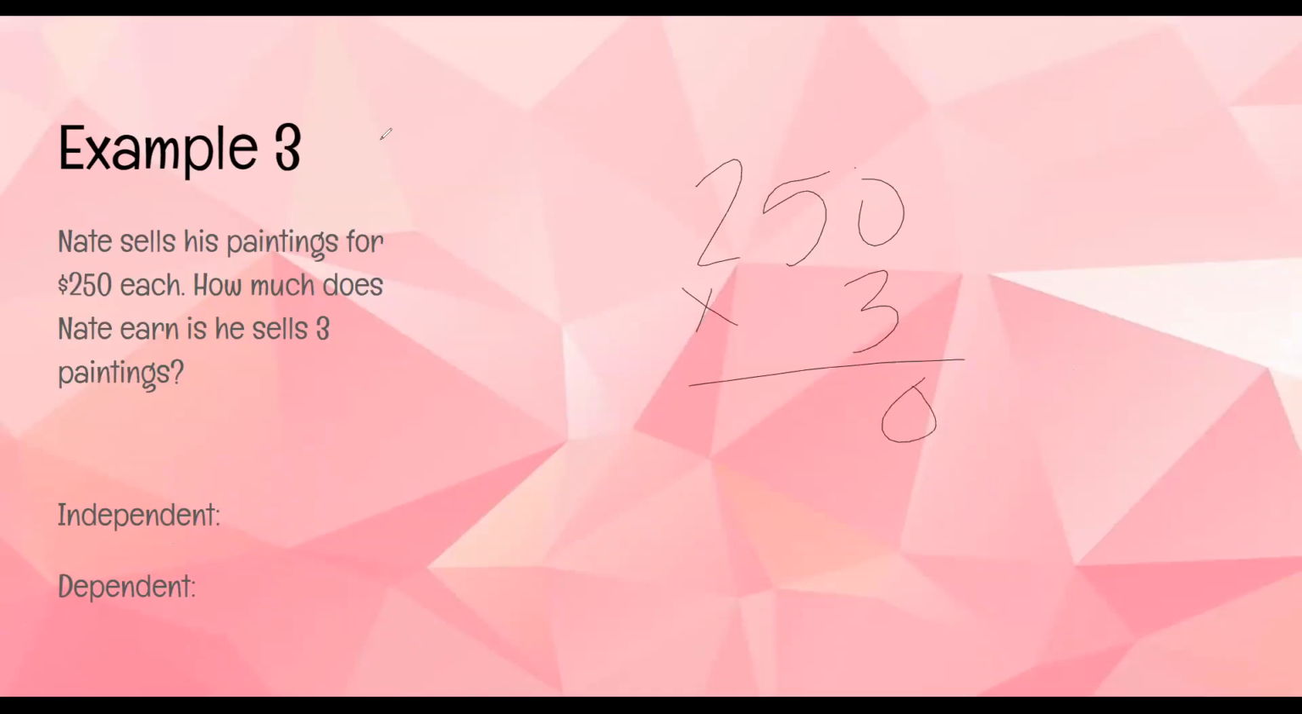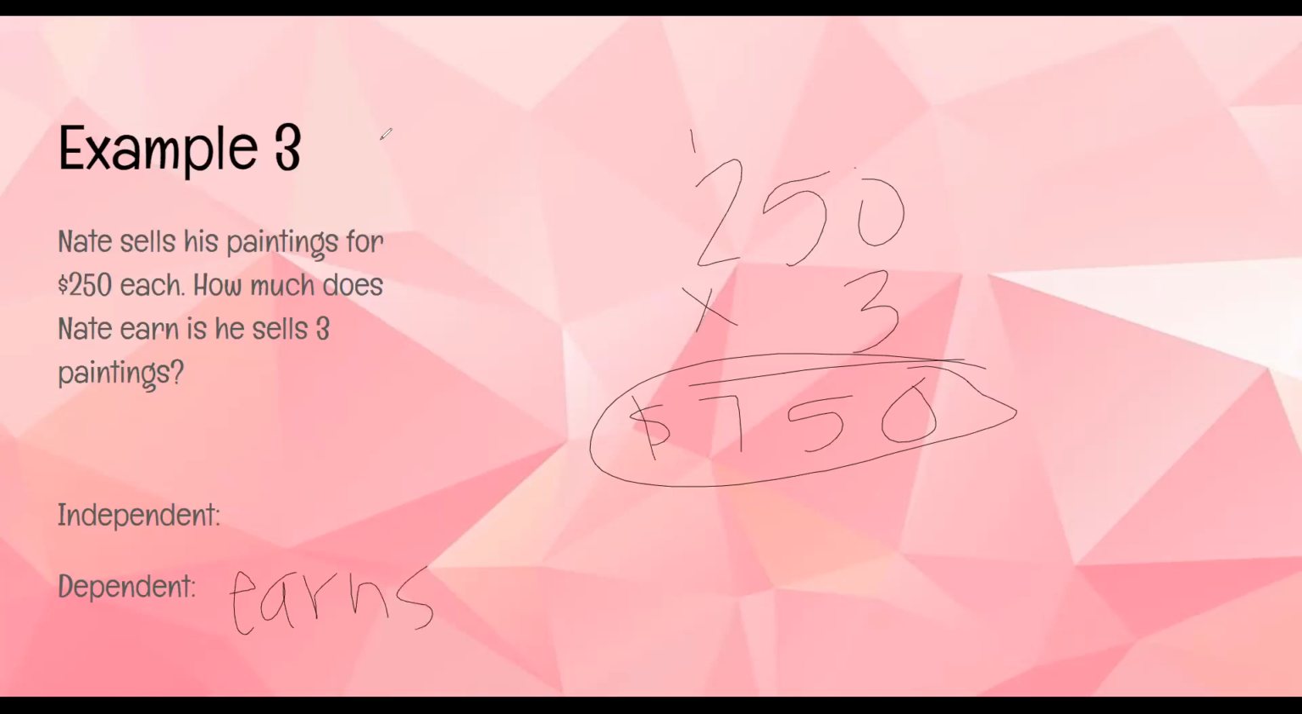So 3 times 0 is 0. 5 times 3 is 15. And then 3 times 2 is 6. Plus 1 is going to give me 7. So he makes $750. So in this one, similar to the last one, the dependent variable is his earnings. So how much he earns based upon the number of paintings he sells. So I'm just going to put number he sells.